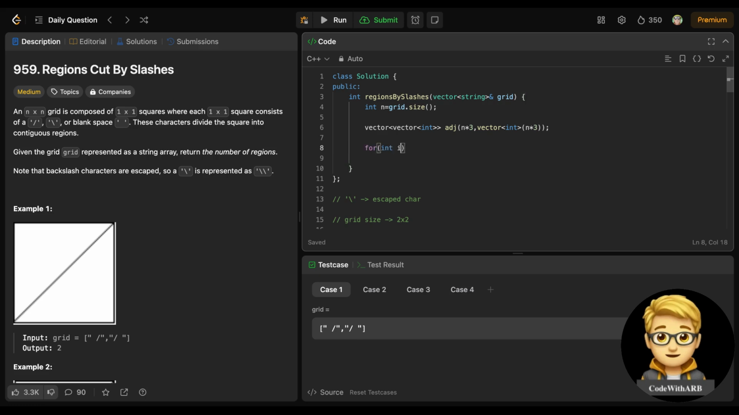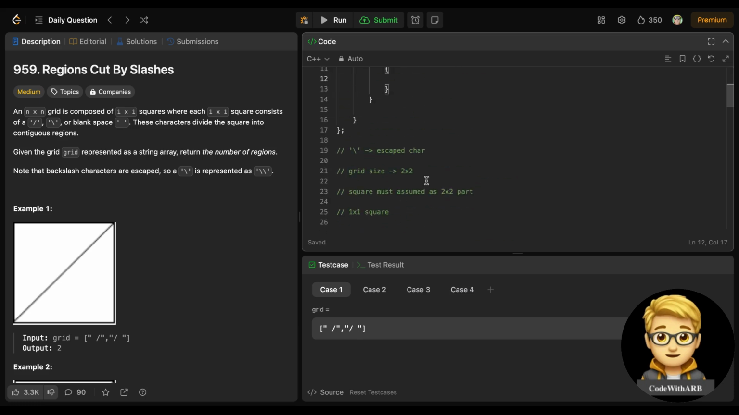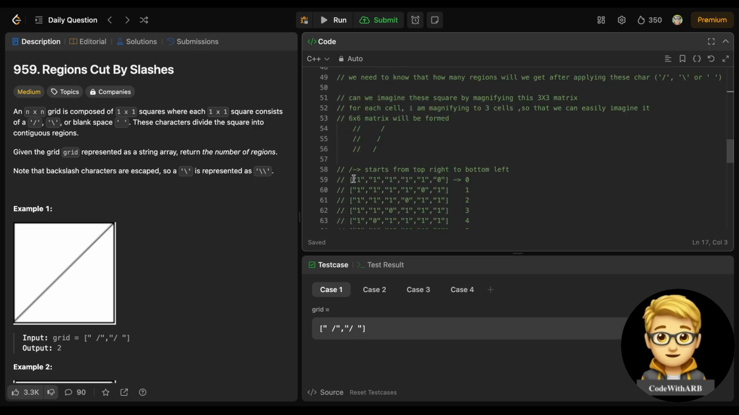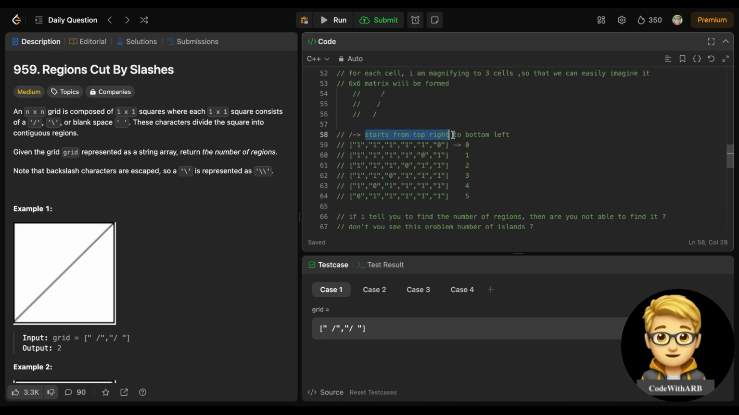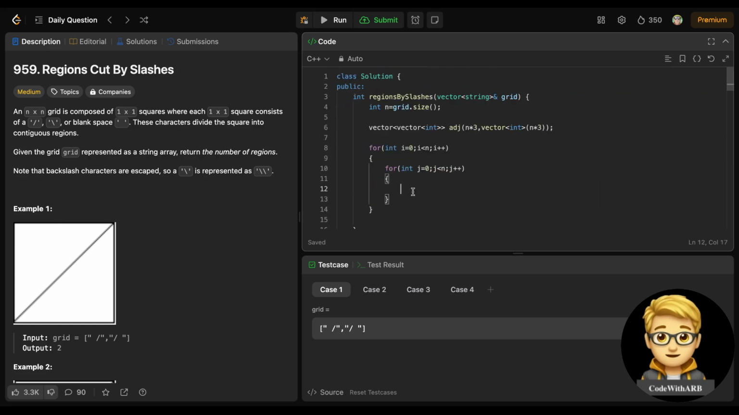Now I will start iterating in the grid. The grid's rows and columns are the same, so I will just take the row size, and the column size will be the same as the row size. So 0 will be here, and this is n. Now, if it is a forward slash, it will start from the top right to the bottom left.